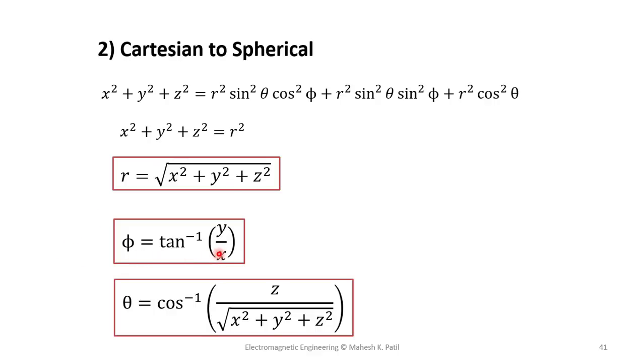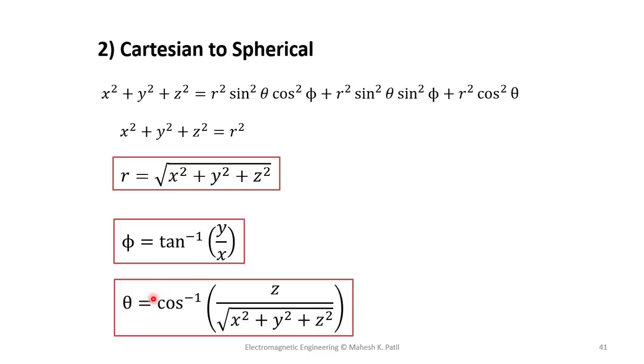Similarly, phi can be written as follows. If you observe those two equations, x equal to r sin theta cos phi and y equal to r sin theta sin phi, you take the ratio of y by x. If I simplify that y by x ratio, we are going to get the answer as tan of phi. So phi can be written as phi equal to tan inverse of y upon x.